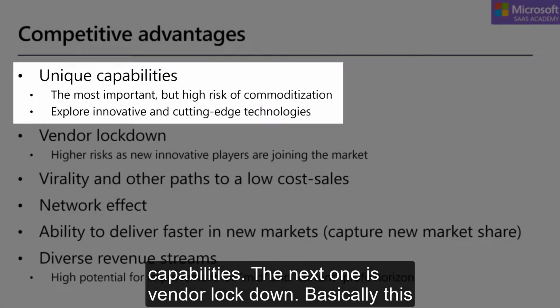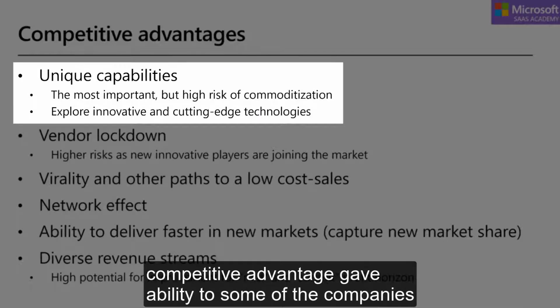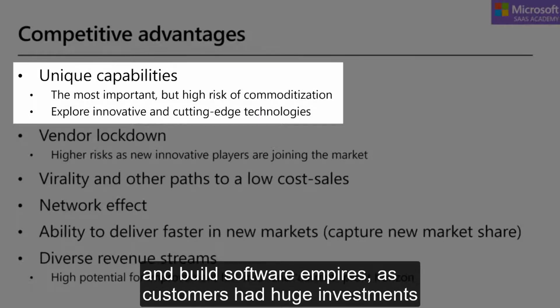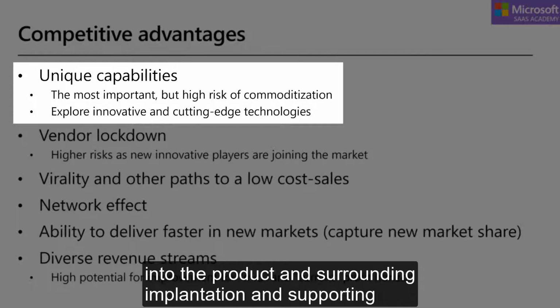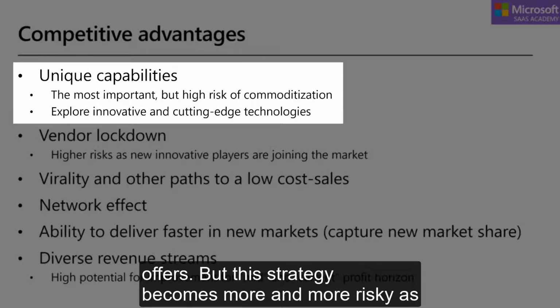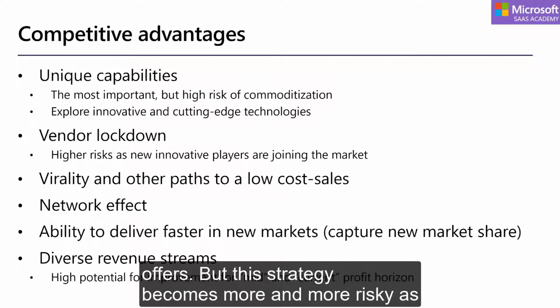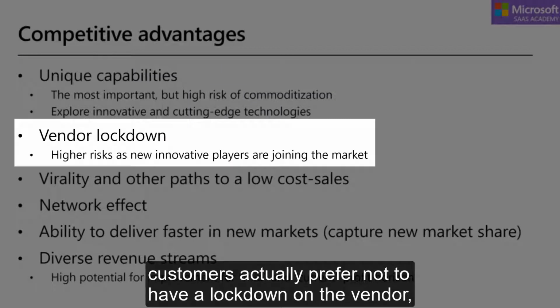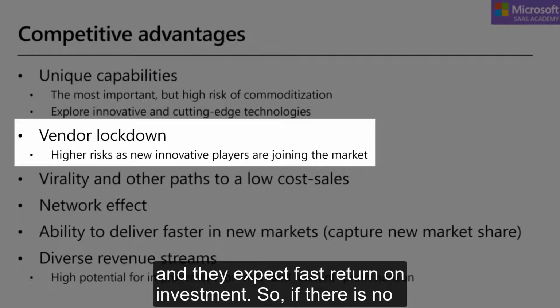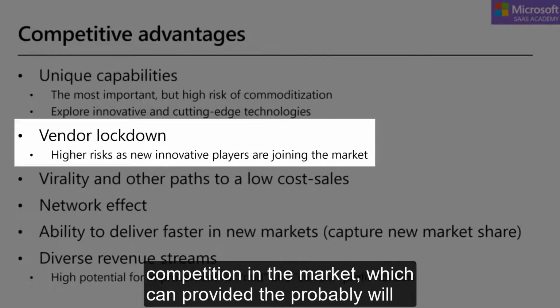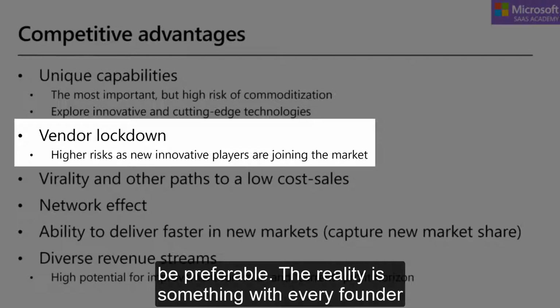The next one is vendor lock-in. Basically, this competitive advantage gave some of the companies the ability to build software empires, as customers had huge investments in the product and surrounding implementation and supporting offers. But this strategy becomes more and more risky as customers actually prefer not to be locked in to a vendor and they expect a fast return on the investment. So if there is a competitor in the market which can provide it, they will probably be preferred.